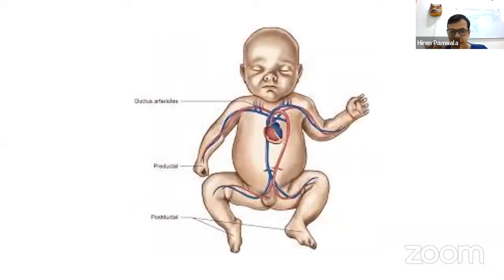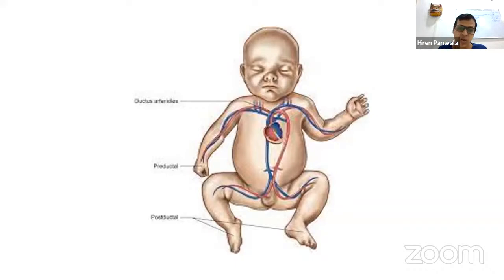Now, during resuscitation, I don't know how many of you are still actively involved in resuscitating newborns, attending sections, attending deliveries, and seeing the babies as soon as they're born. If some of you are still doing that, why is this fetal circulation relevant?